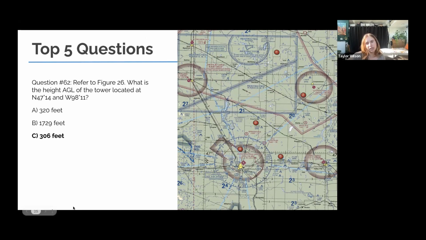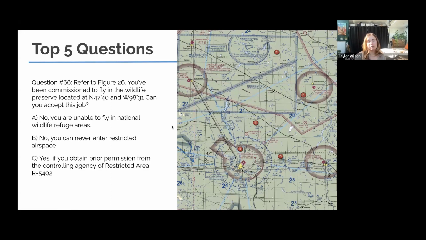Yeah, I was just remembering the difference between what information they're giving you. So AGL is in parentheses, MSL is going to be italicized. Okay, we're using the same figure. So you've been commissioned to fly in the wildlife preserve located at 47 degrees, 40 minutes north and 98 degrees, 31 minutes west. Can you accept this job?